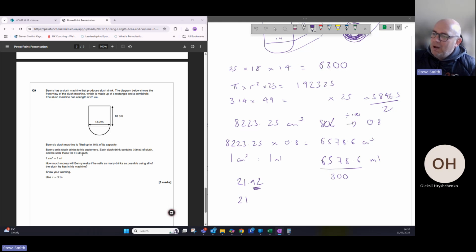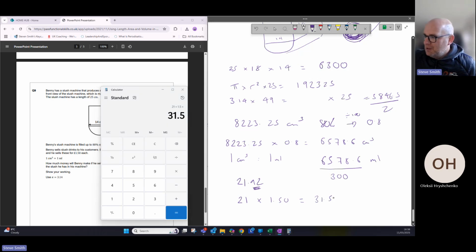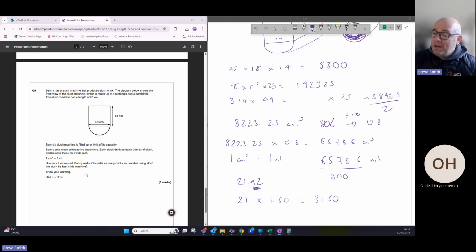He can sell them for £1.50 each. How much money will he make if he uses all of his slush? Well, he can't make 0.92 of a drink. Somebody might be able to get away with half a drink, but you can't do that. So we've got 21 drinks times by £1.50. Sometimes a level 2 question will say about profit, where profit is only 50% of his revenue, so you'd have to work out your percentage again, but you don't on this one. So it's saying here he's going to make £31.50, and that will be the answer.